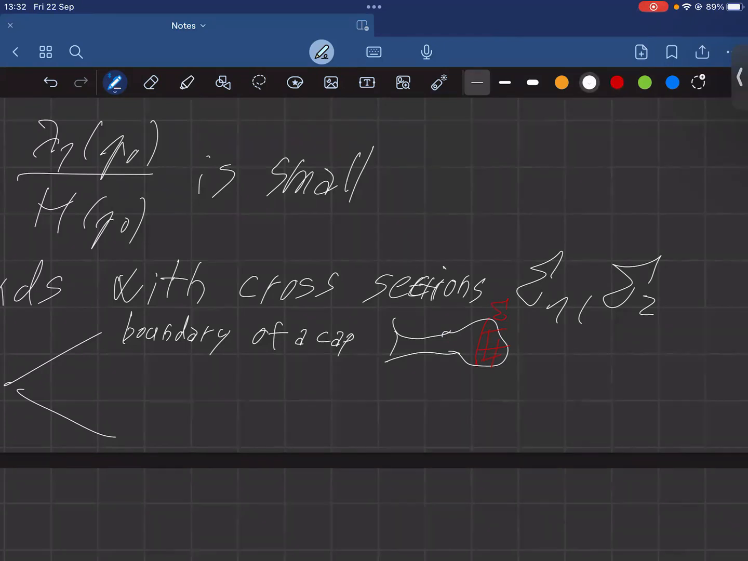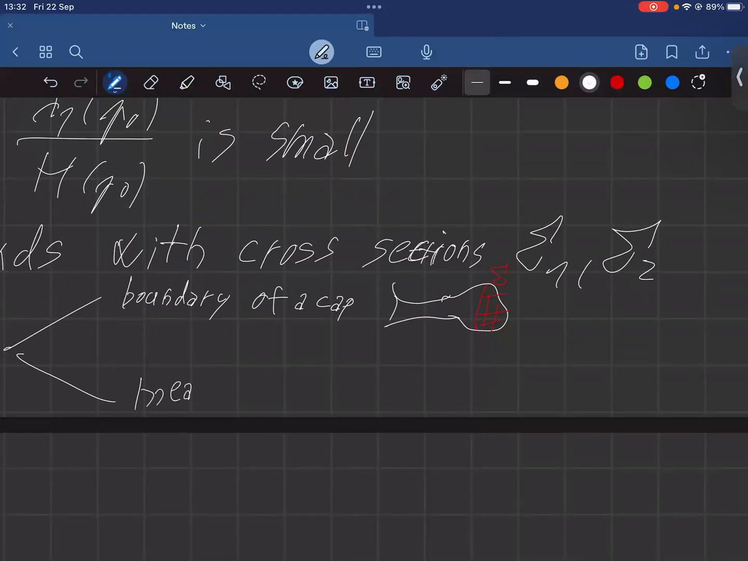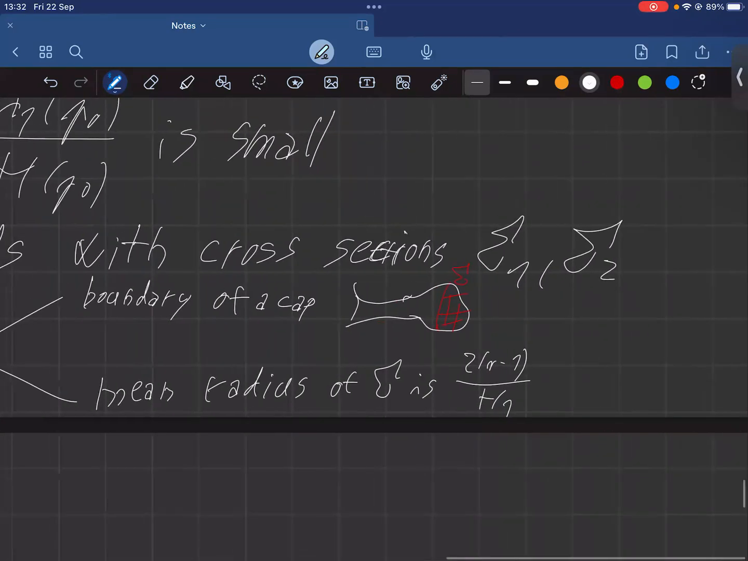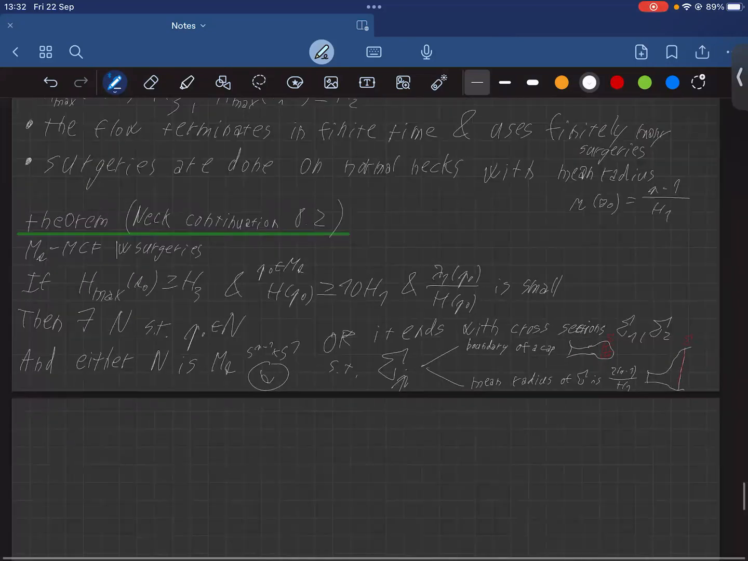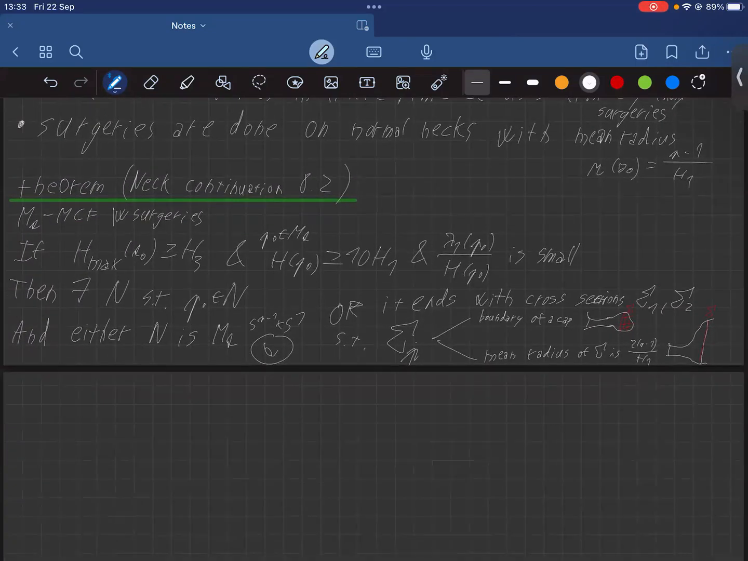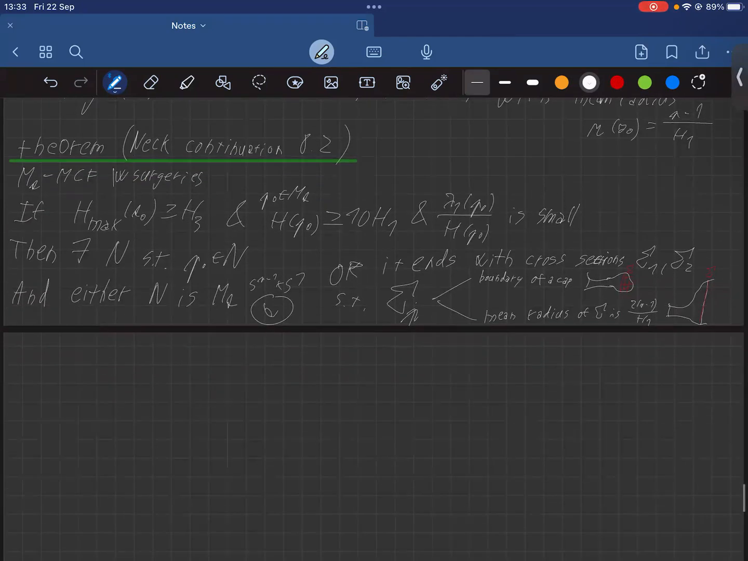Or the other thing that may happen is that the mean radius of sigma is 2(n-1) over H1, which means that our neck has enlarged and it's large enough so that the curvature has dropped. And again, we're going to perform our surgeries. Okay. Does that make sense? Any questions, comments?